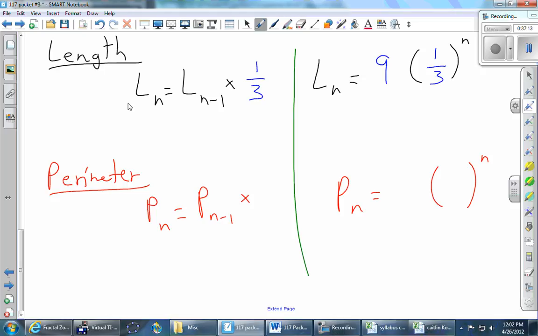We play the same game with perimeter. First one is recursive, the second one is exponential. Okay, perimeter. Same idea as before. To find the current perimeter, you take last year's perimeter and multiply it by the magic number. What is the magic number for that last column? It was 4/3. That's what we discovered. The last column kept multiplying by 4/3 every time.